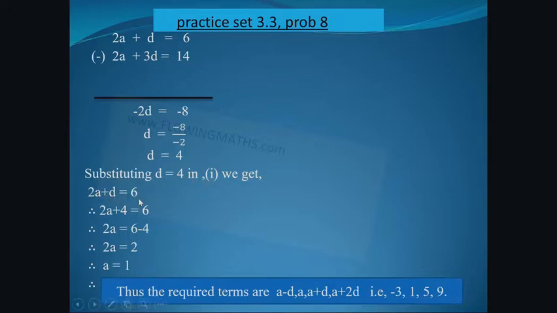Now to get the value of a, substitute d is 4 in the first equation. So 2a plus d is 6. So you get 2a plus 4 is equal to 6. So a is 1. As the required terms are a minus d, that is 1 minus 4, that is minus 3. Second term is 1, that is a, then a plus d is 5, a plus 2d is 9.